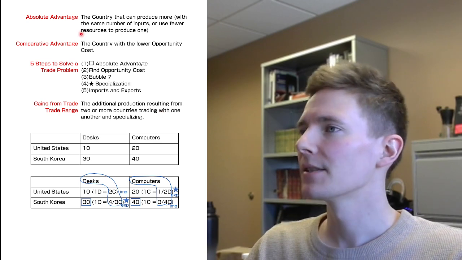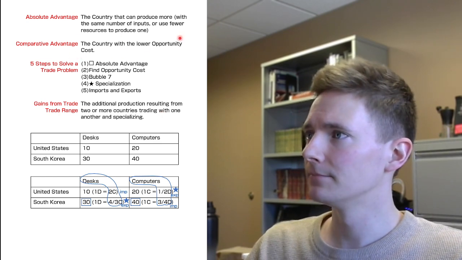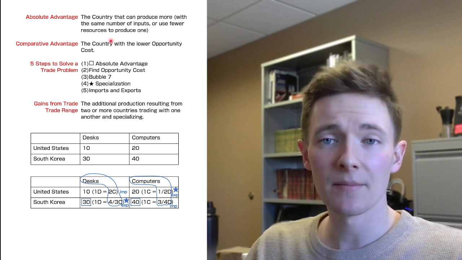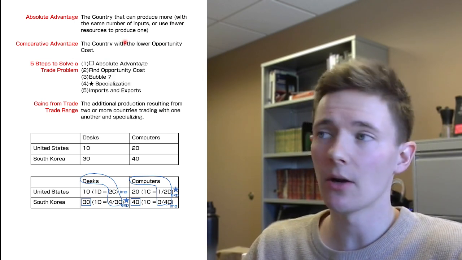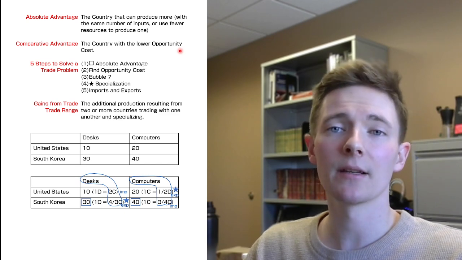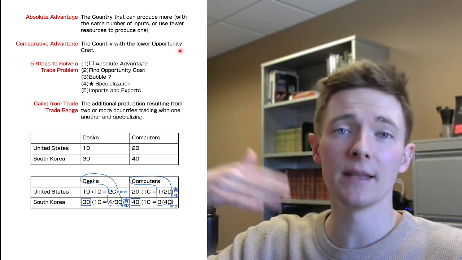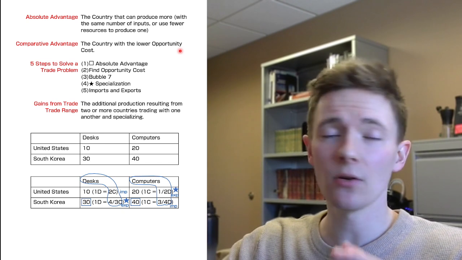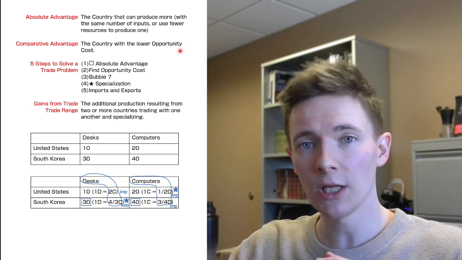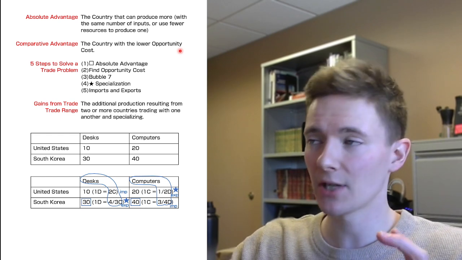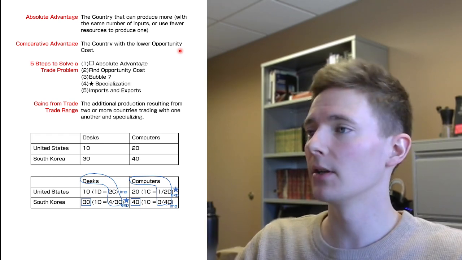Okay, so that's absolute advantage. Who can make the most is how you can think of it, though. Comparative advantage is the country that has the comparatively lower opportunity cost. And this is going to, if you have two countries trading with one another, each country will have a comparative advantage every time in one of the goods that we're talking about.